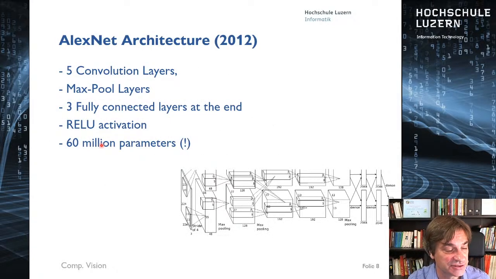The first network that won this ImageNet challenge was the AlexNet architecture, and they used 5 convolutional layers, not so many, also max pool layers. They introduced the ReLU activation function, and altogether it has about 60 million parameters in the network. At the end of the convolutional layers, as usual, you have fully connected layers. They used 3 fully connected layers to do the classification then.